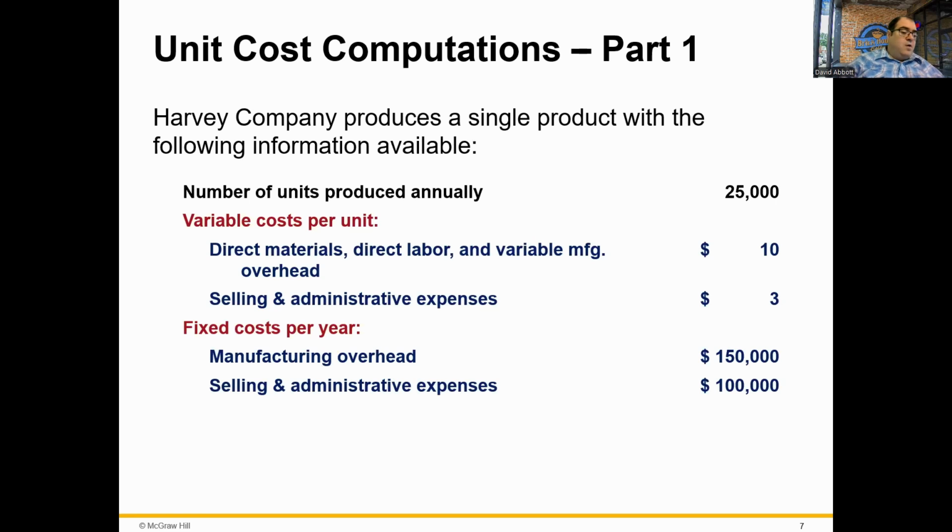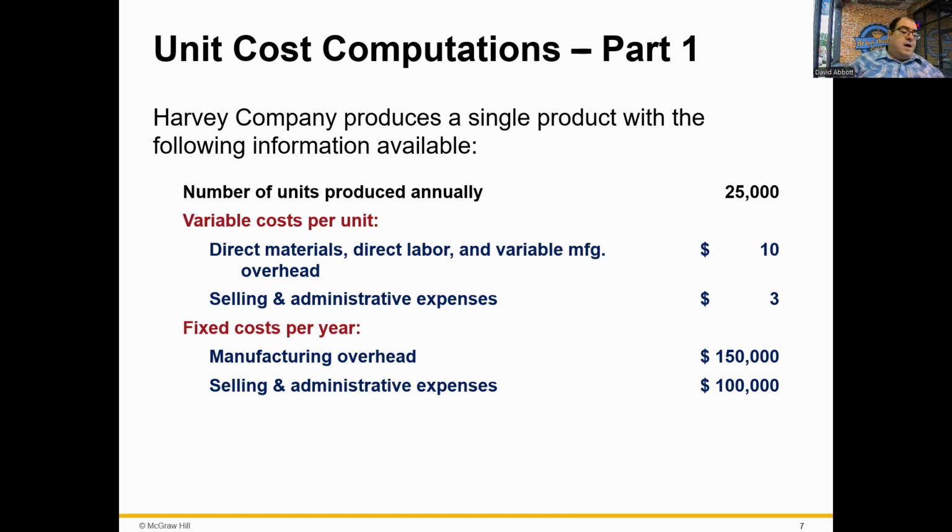All right, so unit cost computation. Assume that Harvey Company produces a single product with the available information that we see. They produce 25,000 units annually. They have direct materials, direct labor, and variable manufacturing overhead of $10 per unit. They have variable selling and administrative expenses of $3 a unit. They have fixed costs per year: manufacturing overhead of $150,000 and selling and administrative expenses of $100,000. The unit product cost under absorption and variable costing would be $16 and $10 respectively.